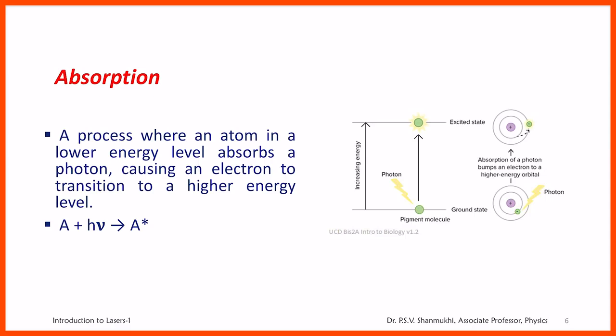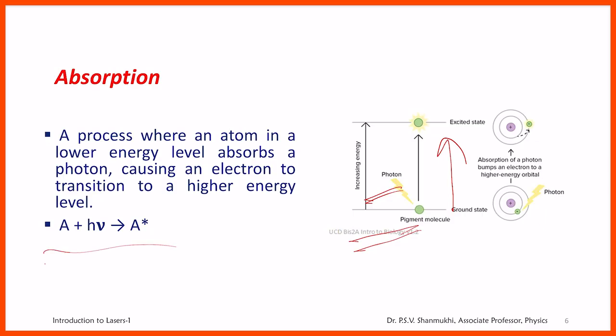Coming to absorption, when light is incident on matter, we don't simply say it is absorbed. There is some condition for this. Whenever a photon of energy h nu is incident on an atom, the atom will go to the excited state. This process is called absorption. When photon energy h nu is incident on an atom, the electron in that atom absorbs the energy and goes to a higher energy state. This process is called absorption.